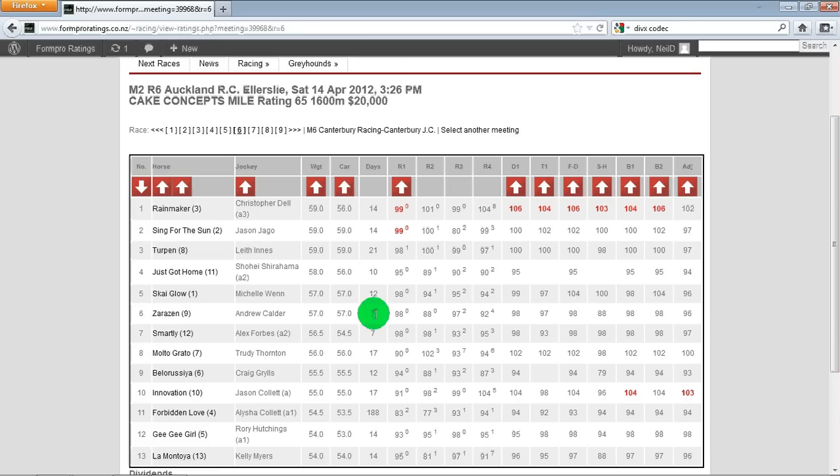The days since its last start. R stands for the most recent start, so it's last start rating, followed by the two starts back, the second most recent start, three starts back and four starts back. So the last four starts ratings, really important recent form, and then you have those figures there. The D stands for distance, so the best rating over that distance. As you can see, Rainmaker was quite high there. The track, the best rating on that track. This is since April the 1st, 2010.